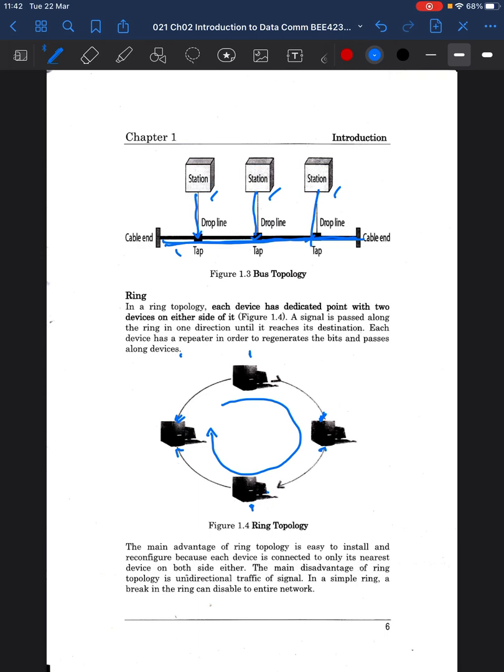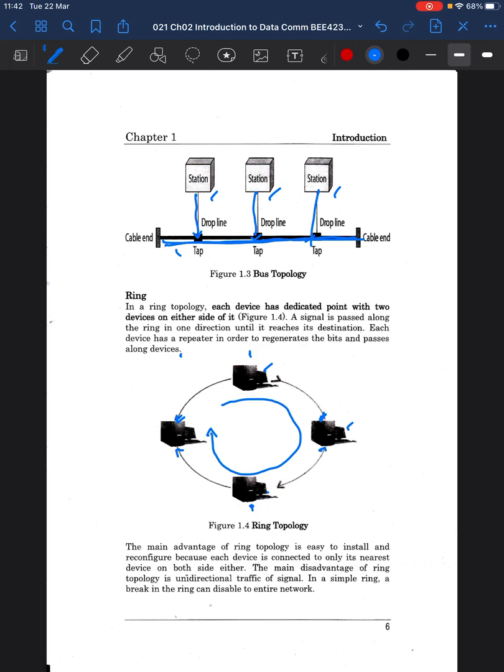So this figure 1.4 shows the example for ring topology. Each of these devices is called a node. The main advantage of ring topology is that it is easy to install and reconfigure because each device is connected to only its nearest device on both sides. The main disadvantage of the ring topology is unidirectional traffic of signal. Unidirectional, so one way. In a simple ring, a break in the ring can disable the entire network.